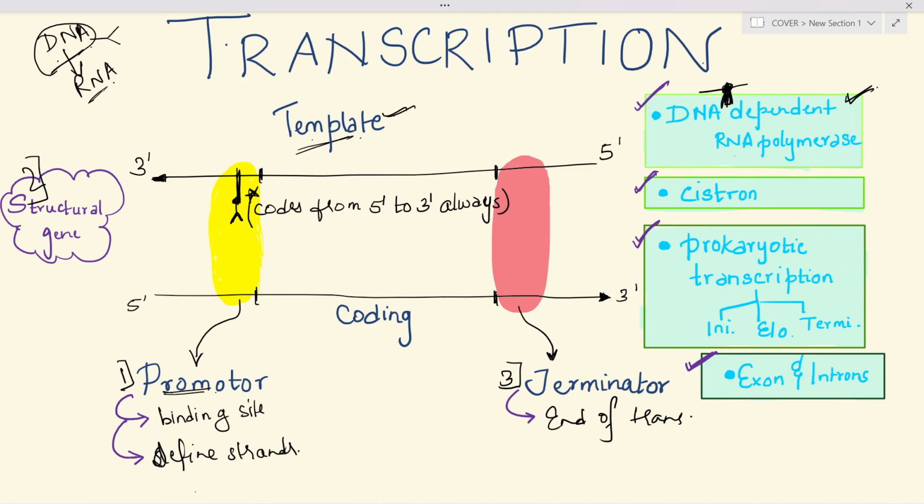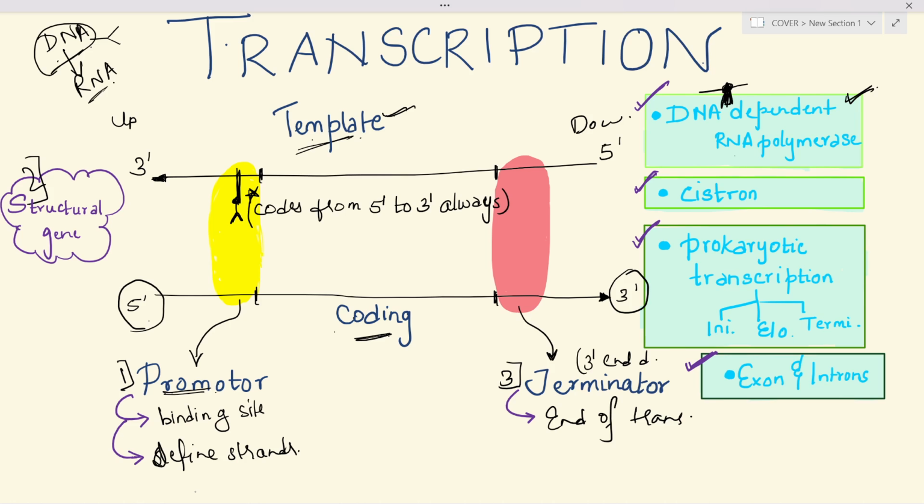Another thing is the terminator location which is given in the NCERT: it is 3 prime end downstream. What does it indicate? That 3 prime end downstream of the coding strand, means with respect to the coding strand it is towards the 3 prime end, and the promoter is at the 5 prime end upstream. So this is upstream and this is downstream. So we can say the address of the promoter and terminator is given with respect to the coding strand, and towards the left it is always upstream, towards the right it is always downstream. So this is all which is given in the initial part.